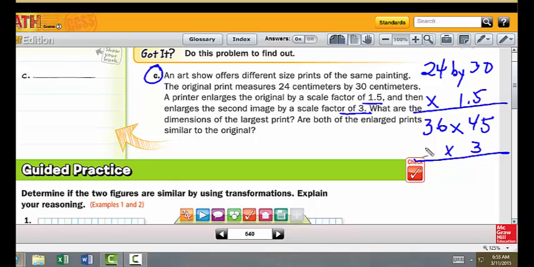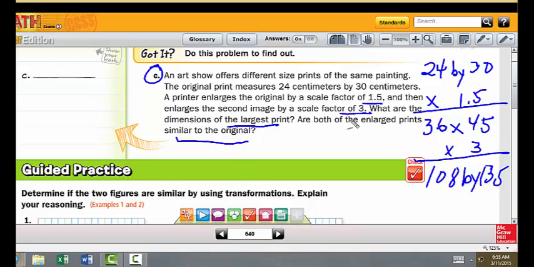In this case I have 36 times 3 is 108, and I'm going to use the word by again, and 45 times 3 is 135. So my dimensions are, let's read the question first of all. What are the dimensions of the largest print? Are both of the enlarged prints similar to the original?